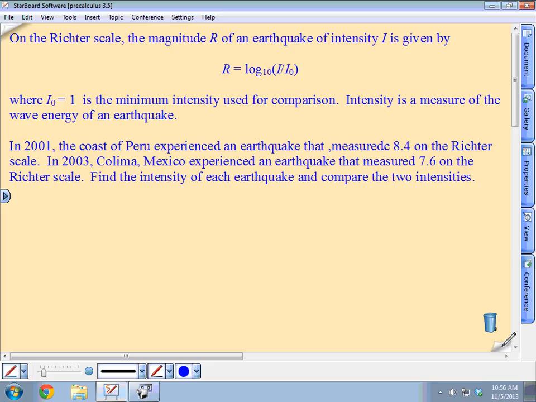On the Richter scale, the magnitude R of an earthquake of intensity I is given by R equals the logarithm base 10 of I over I0, where I0 equals 1, and that's the minimum intensity used for comparison. Intensity is a measure of the wave energy of an earthquake. So this is how they measure earthquake intensity, and it's done in factors of 10. Okay, if you didn't know that.